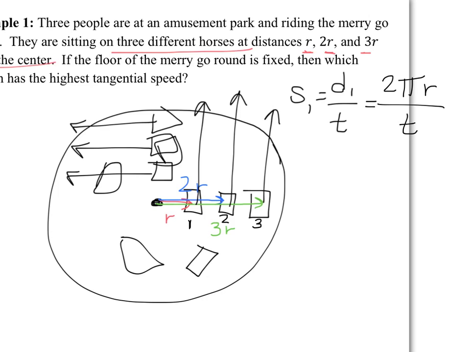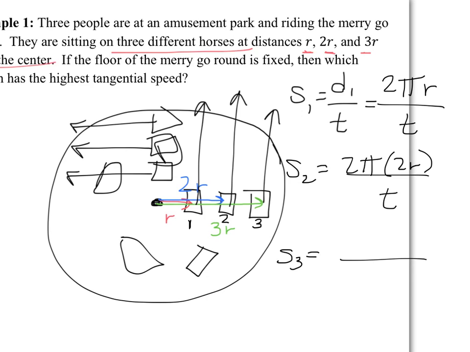How about the second horse? It's still distance over time for speed, but what would it be now? Wouldn't it be 2 pi r? What's the radius, or how far is the second horse from the center of the circle? 2 pi 2r over time. And then last but not least, the third horse. How far away is that, everybody? Yeah, 3r, and 2 pi 3r is going to be the distance traveled.